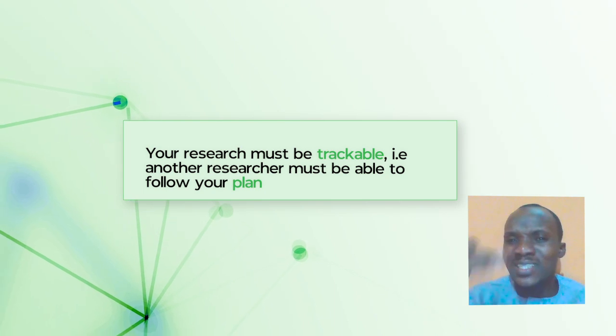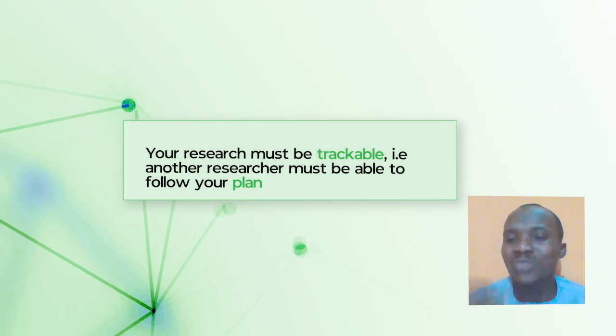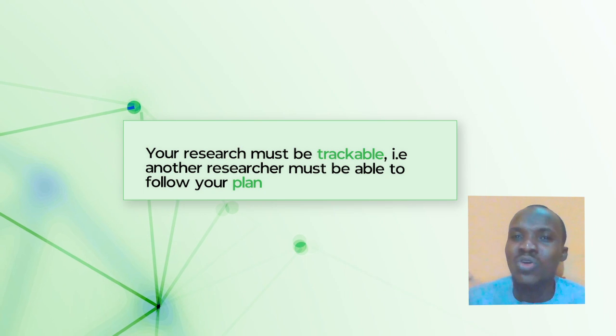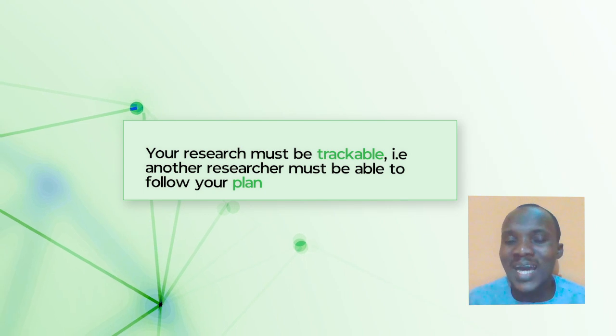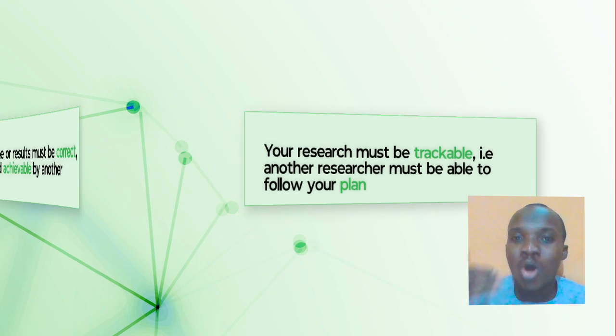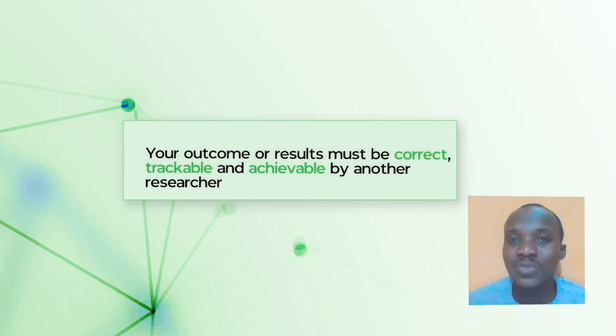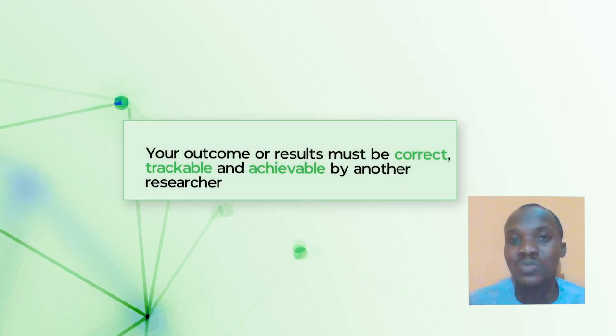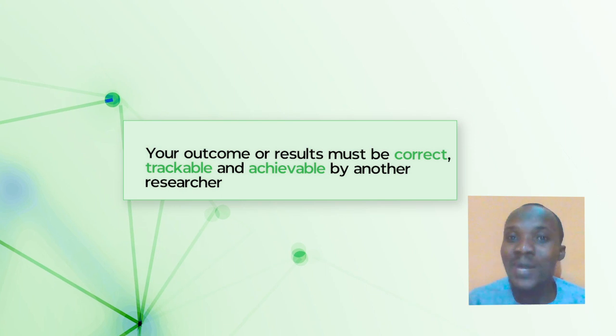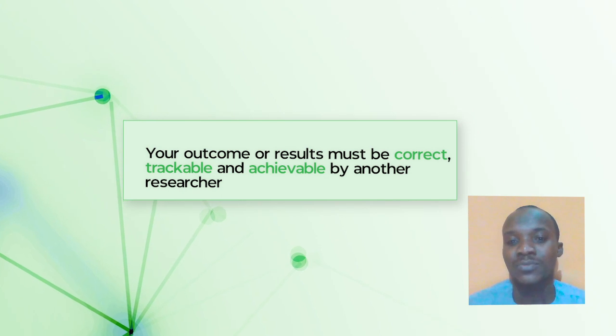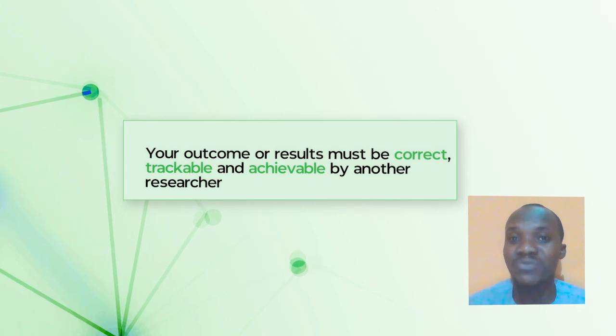You see that the characteristics that I'm talking about are still referring back to the same point. You understand? I'm still referring back to a similar point that I've talked about before: your outcomes or your results must be correct, must be trackable, must be achievable by another researcher. Do you understand? Must be achievable is very, very important.